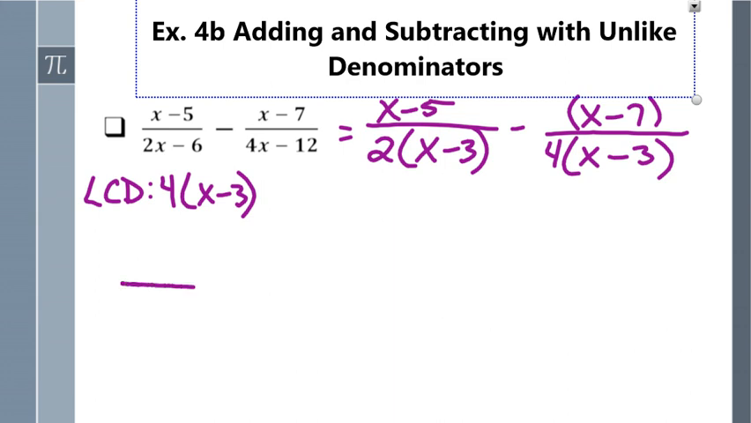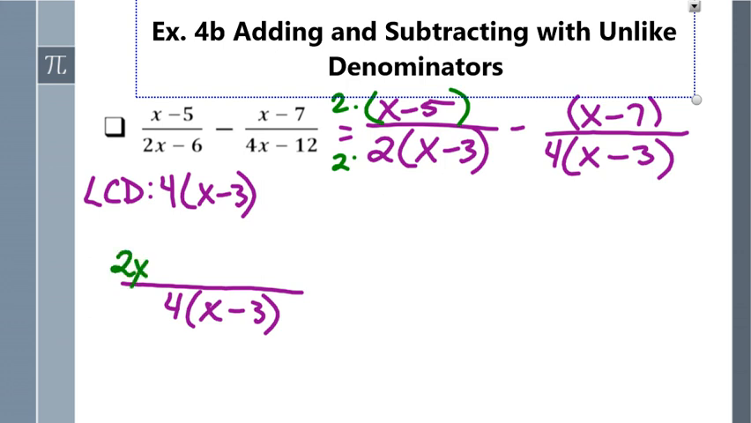So this is going to be our least common denominator. If I rewrite this with that least common denominator, I have 4 times x minus 3. What do I need to multiply this first expression by to get 4 times x minus 3? Well, it has the x minus 3. What do I need to multiply 2 by to get 4? I multiply that by 2. Whatever I do in the denominator, I must do in the numerator. So now I have 2 times x, which is 2x. 2 times a negative 5 is negative 10.